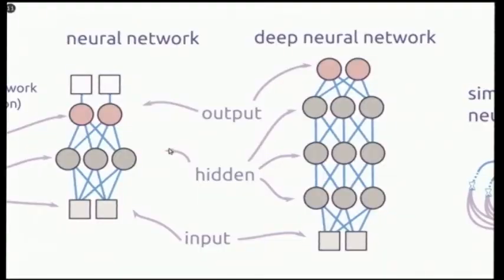Or you can count it as three if you count the input layer, or you can count it as one if you just count the hidden layers. The input layer is just an array of numbers, so you don't really need to count it. And a deep neural network, which is all the rage these days, just has more layers in the middle. If you've got more than two layers, it's deep. If you've got two layers, it's multi.